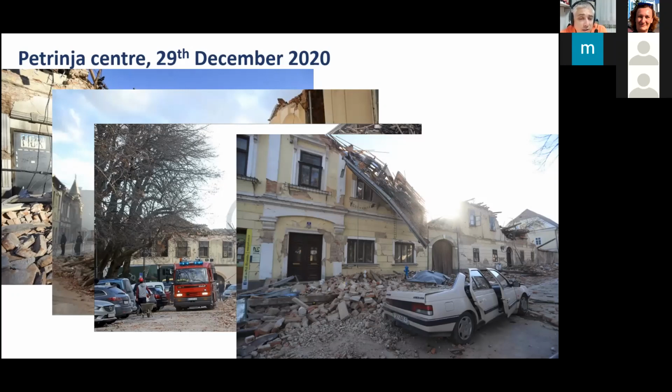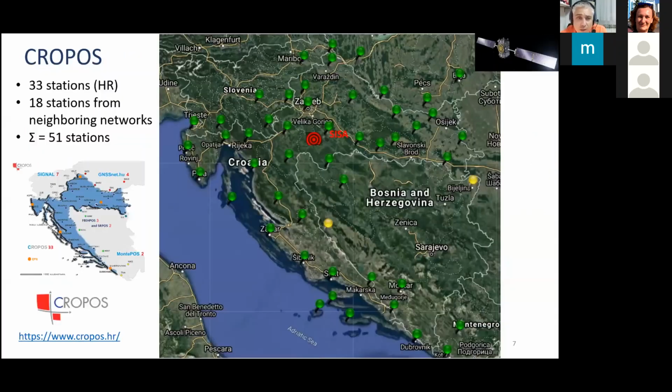There were 7 human casualties as well. So once again, this is the Kropos network. There is a station SISA in Sisak, 15 kilometers away from the estimated location of the epicenter, marked with these dots or concentric circles.